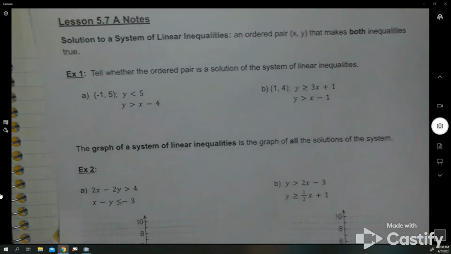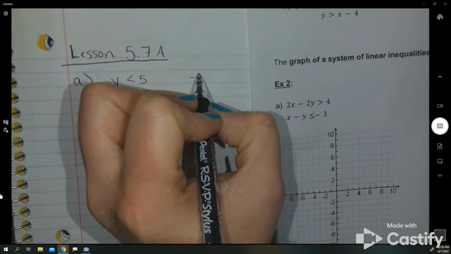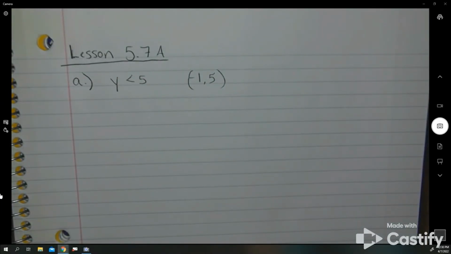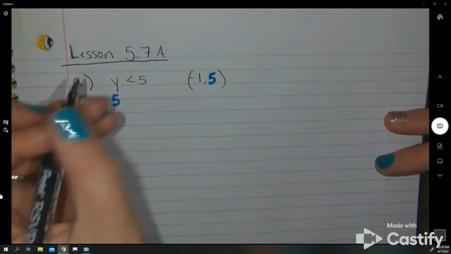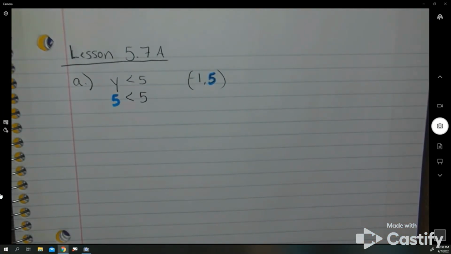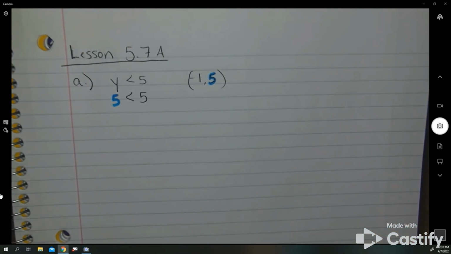So if we look at example 1, problem A, we are testing the inequality y is less than 5 with the point -1, 5. So my y value is 5. So I'm going to plug in 5 for y. So is 5 less than 5? In this instance, no, it is not less than 5. So right now it's looking like this is not a solution.